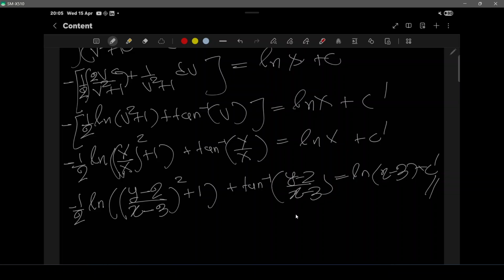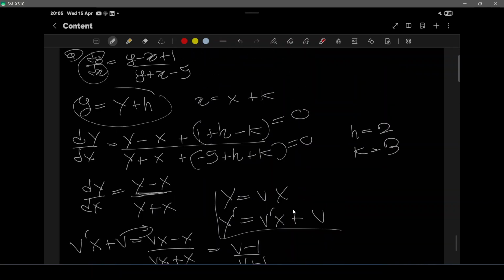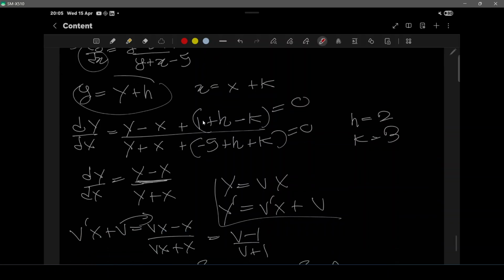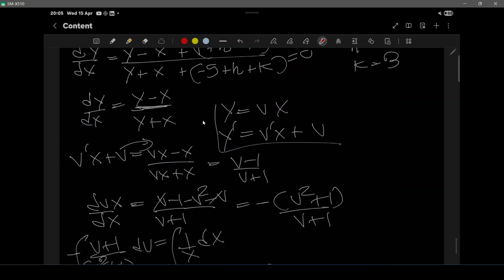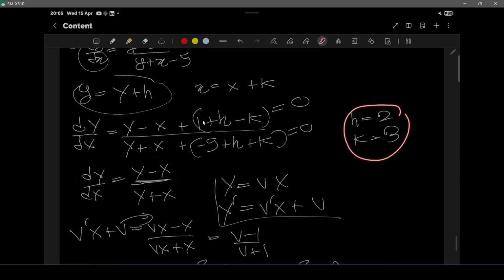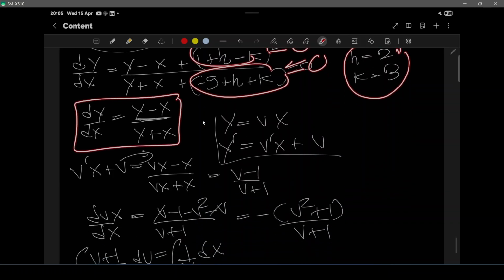So we solved the solution completely. You can see what we have done. First we identify this as reduction to homogeneous, then we do the substitution to reduce it to this form, and we find h and k. We put this h and k such that this term goes to 0, so it can be reduced to a really good homogeneous type.